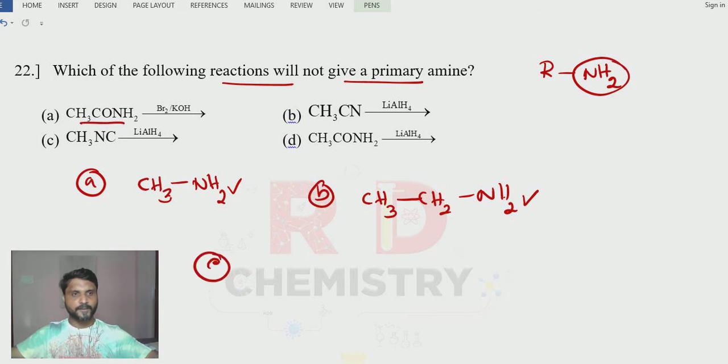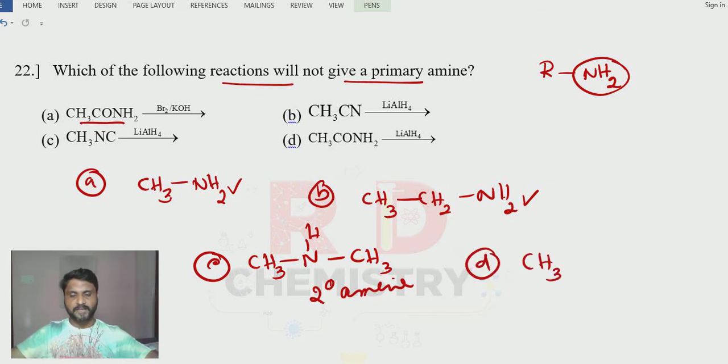Option number C. Methyl isocyanide will give N and C after reduction with lithium aluminum hydride. This becomes CH3 and this CH3. This is actually the secondary amine. And the fourth one is a reduction with the lithium aluminum hydride that will give CH3, so CO group becomes CH2, then NH2 here. This is also primary amine. The answer is option number C.